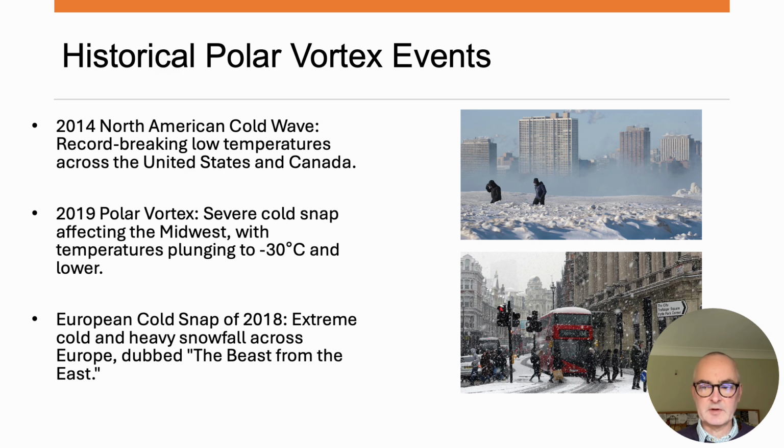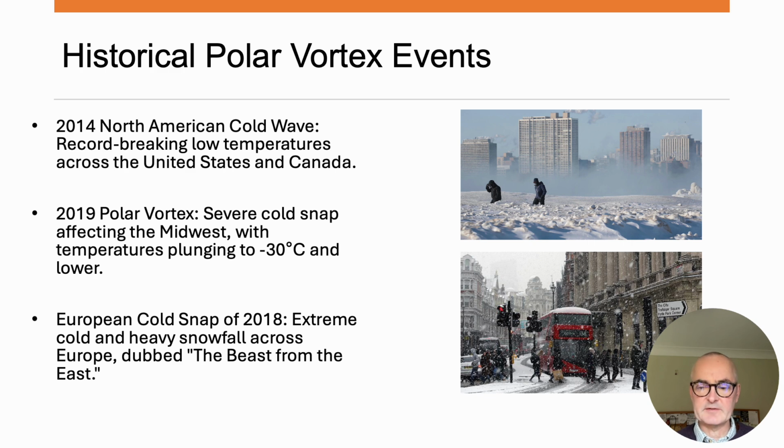Let's look at some notable events caused by disruptions in the polar vortex. The 2014 North American cold wave is one of the most significant, where temperatures in the Midwest dropped to record lows, with some places experiencing wind chills as low as minus 50 degrees Celsius. In 2019, another severe polar vortex event brought dangerously cold temperatures to the Midwest and parts of Canada, with some regions recording temperatures lower than those at the North Pole.